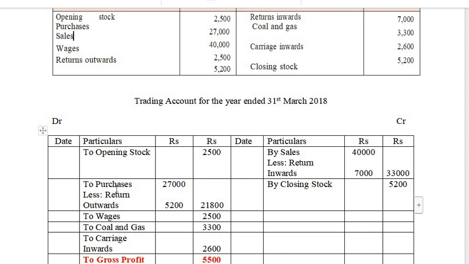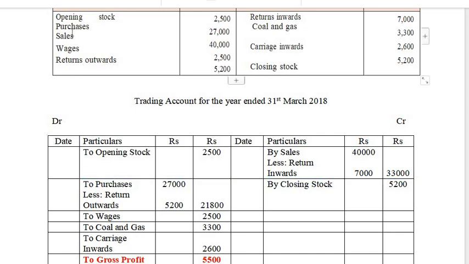So you have to write "To purchase". When you are writing purchase or sales in your trading account, before writing the value in the outer column, you have to check for both cases whether there is any return. In the case of purchase, a purchase return; in the case of sales, a sales return. In the question, they may give the terminology as return outward or purchase return, or return inward or sales return in the case of sale.